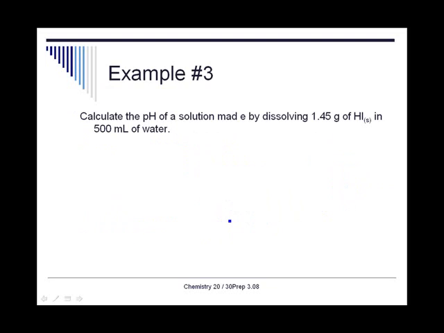Okay, so now we'll get into ones that are a little bit more than just straight calculations in terms of moving from one to the other. We want the pH of a solution made by dissolving 1.45 grams of hydrogen iodide in 500 milliliters of water. So we have to figure out, well, what do we know? What we'll start with is we have hydrogen iodide being put into water. Now, hydrogen iodide, if we take a look, is a strong acid, which means it dissociates 100%.